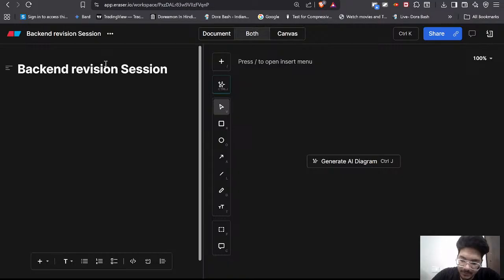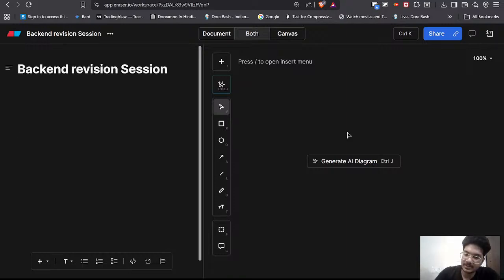So the first question arises: what are the different languages present in DBMS? We have to know what these languages are, which we used to study in DBMS. There are four types of language in DBMS. First is data manipulation language, then data definition language, data control language, and transaction control language.